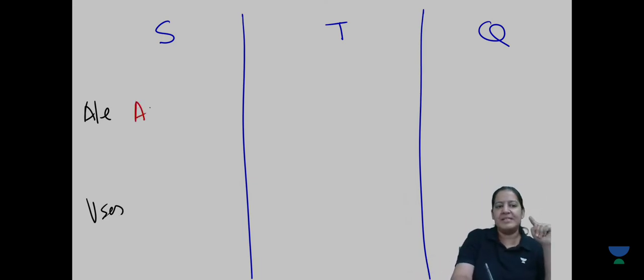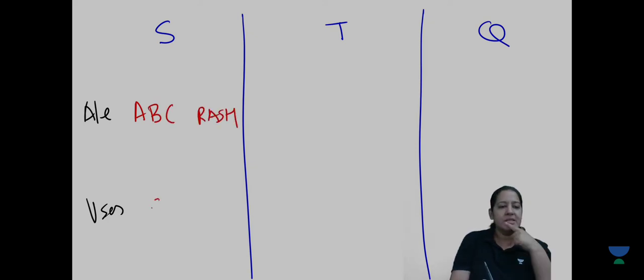The adverse effect is ABC rash. I have a mnemonic, ABC rash. I guess you know the full form. The use is Septran. I guess you know the full form. The use is Septran.